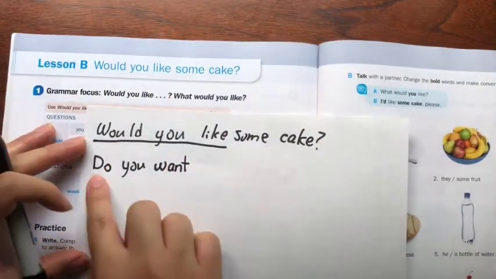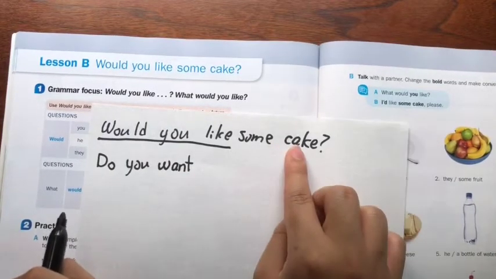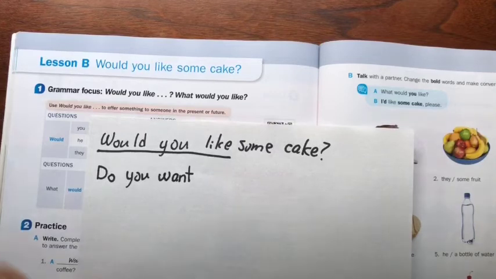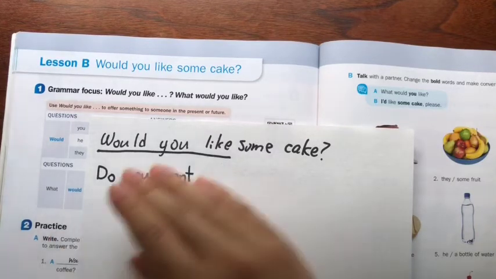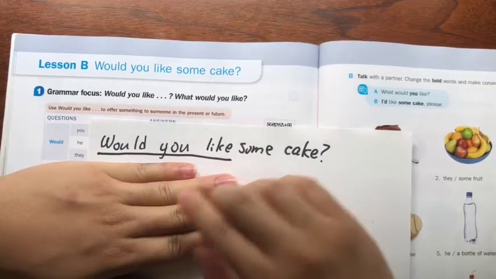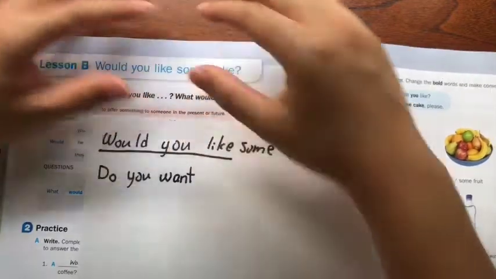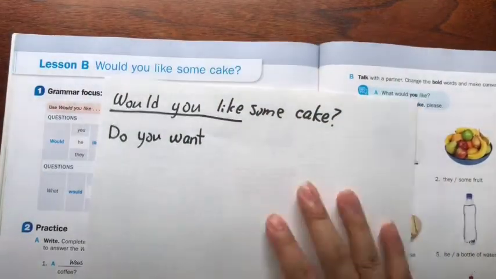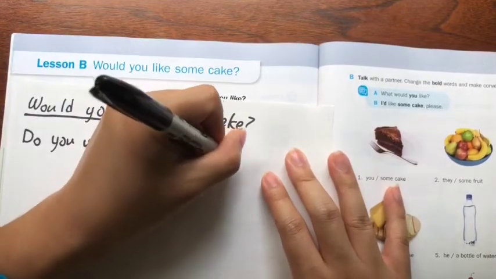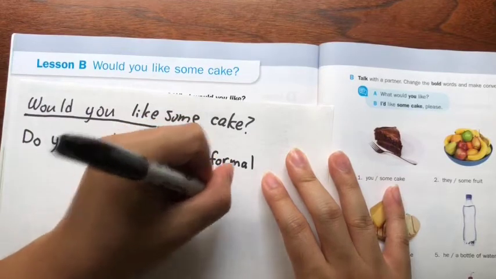Would you like? Do you want? Same thing. Do you want some cake? Would you like some cake? It's the same. But this is the nice way, the formal way of saying, do you want? This is the more informal way. It's the normal way of saying it. So, would you like is more formal. And do you want is just regular.